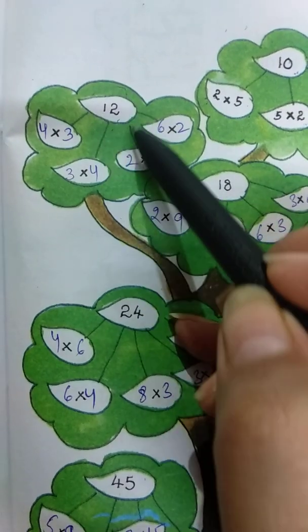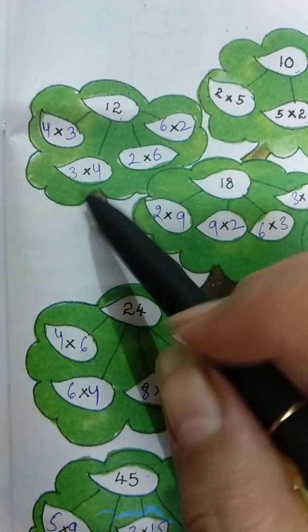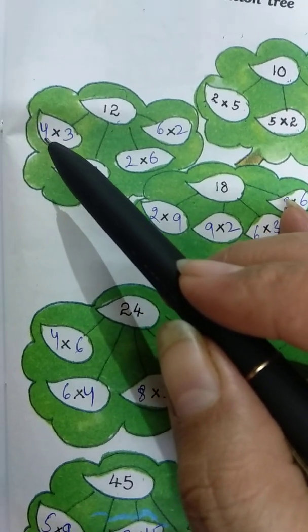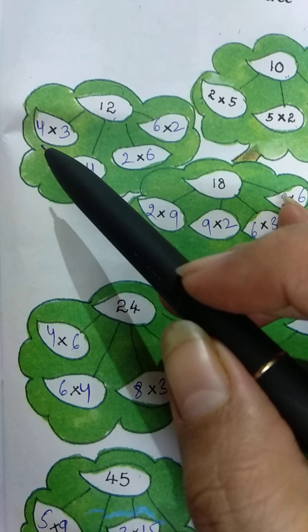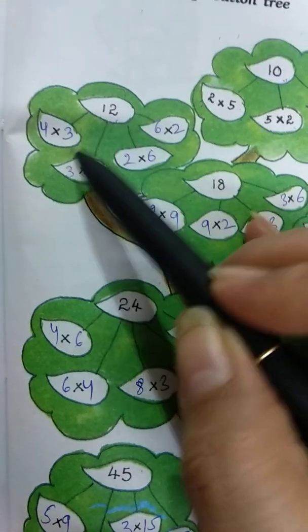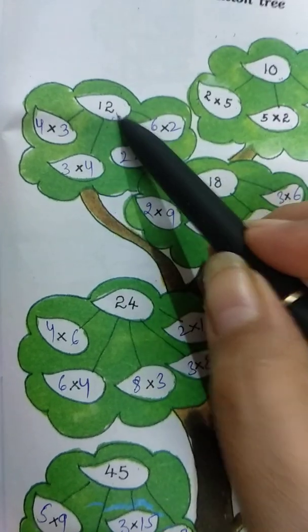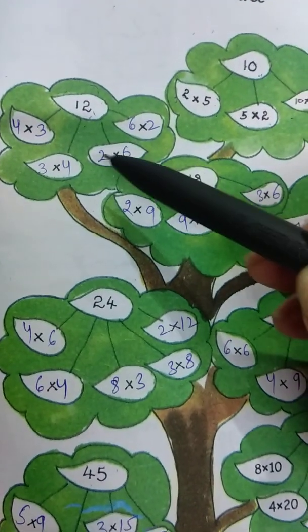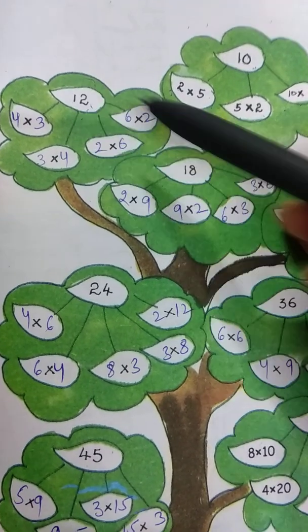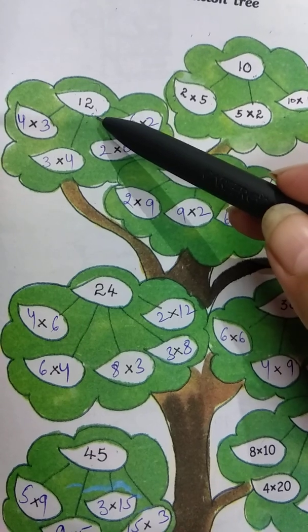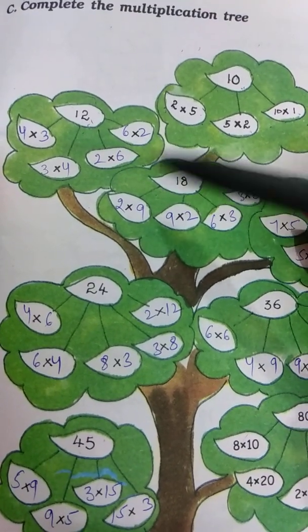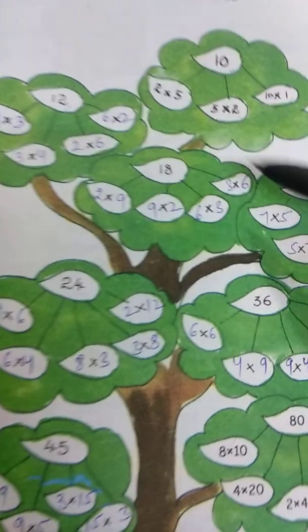12. How can we get the 12? Now learn the table, read the table. 4 ones are 4, 4 2s are 8, 4 3s are 12. So write down 4 multiplied by 3, 12, or 3 multiplied by 4, 12. और कैसे मिल सकता है 12? कौन सी टेबल में 12 आता है? 2 6s are 12, 6 2s are 12. You can also write down here 12 multiplied by 1, 12 ones are 12. You can also write here.